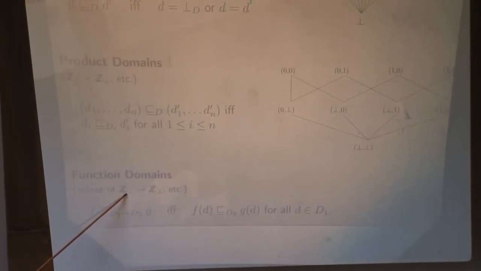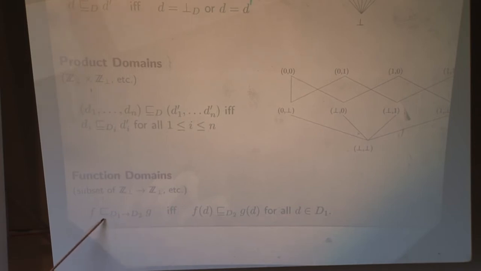If we have a function from z bottom to z bottom, so functions on domains, we can again compare them by their definedness, and that's defined argument-wise. A function f is less defined or equal than a function g if and only if this holds for all the values on all arguments. So for all arguments d, f of d has to be less defined or equal than g of d.